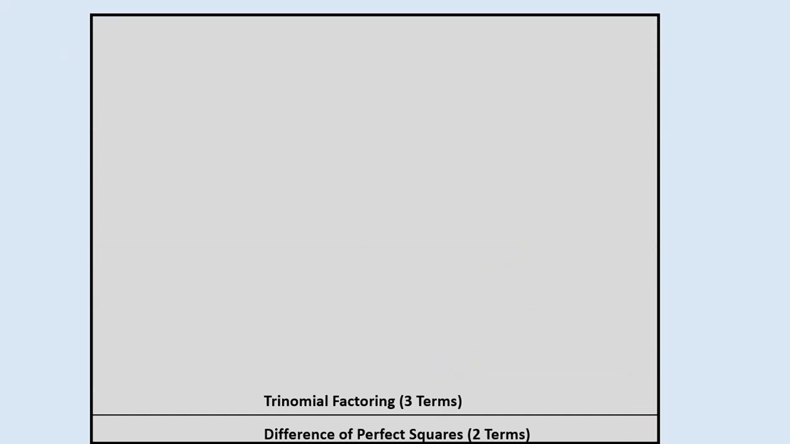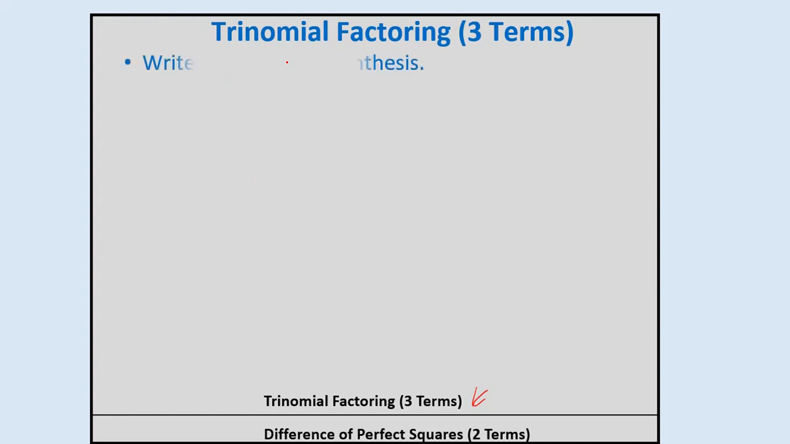You're going to want to open up the tab that says trinomial factoring on the bottom. Now, trinomial factoring has three terms, kind of like how factor by grouping had four terms. So trinomial factoring only works when it's three terms, because a trinomial has three terms, right? Here's what you're going to do.